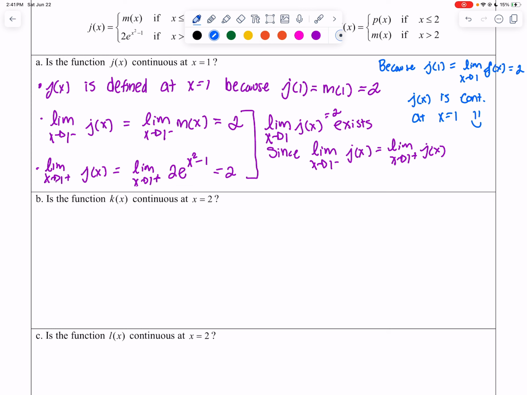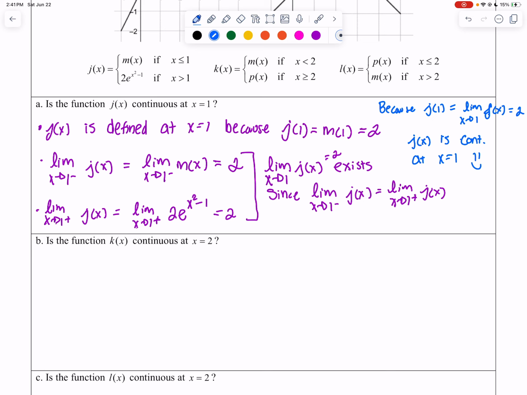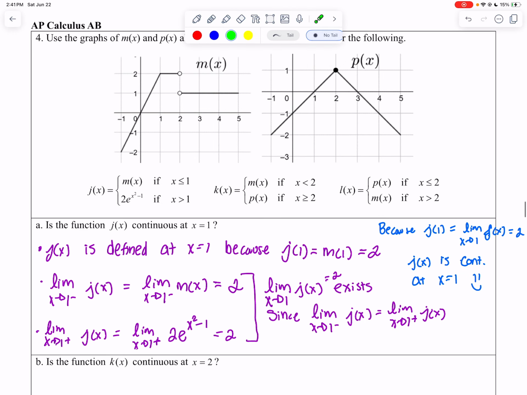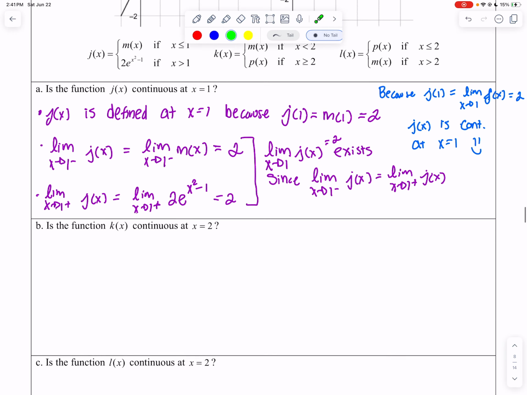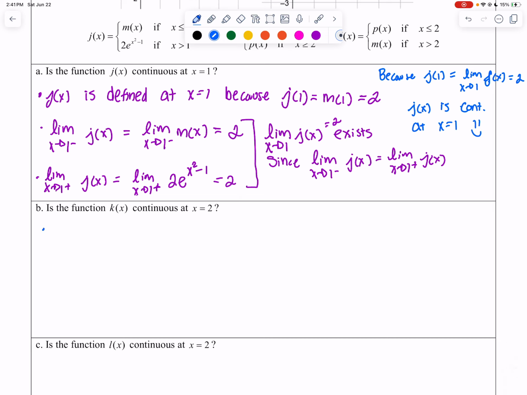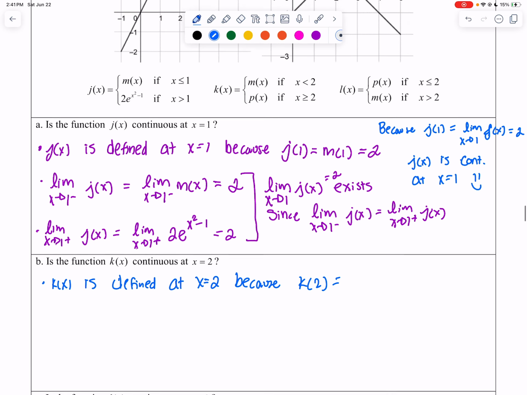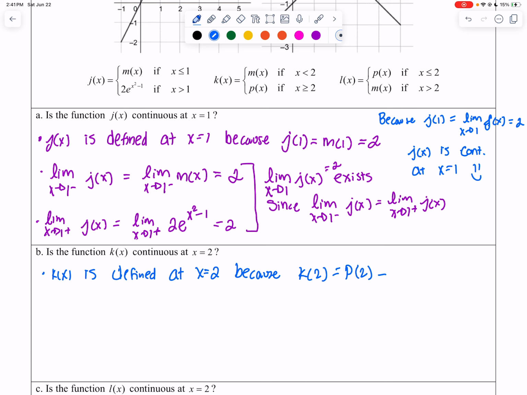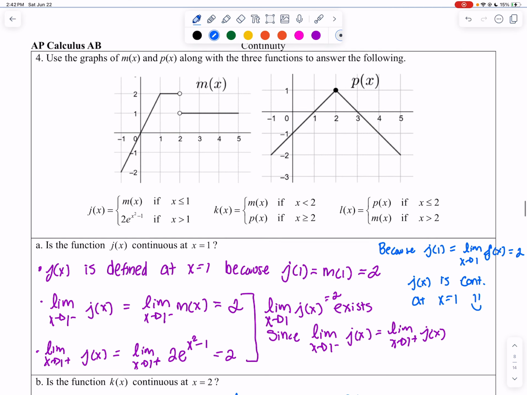All right, part B, is the function k of x continuous at x equal to 2? So here, I know that I have a defined function at 2 because that's p of x. And if I were to look at p of x, it is 1. So now I could say k of x is defined at x equal to 2 because k of 2 is the same thing as p of 2, and that is the same thing as 2. Right? Nope, sorry, 1.